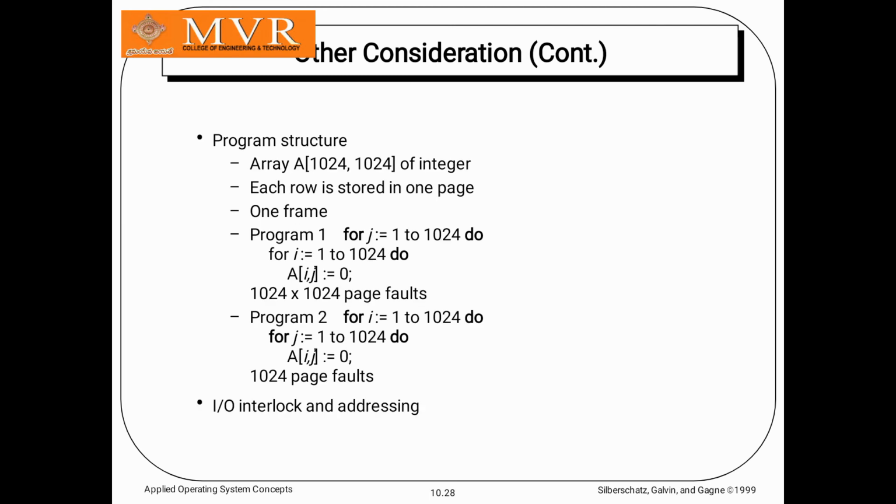Here the program structure is an array, A of 1024 by 1024 elements. Each row is stored in one page, one frame. Program 1: for j equal to 1 to 1024, for i equal to 1 to 1024, A[i][j] is set to 0. So 1024 into 1024 page faults will occur.